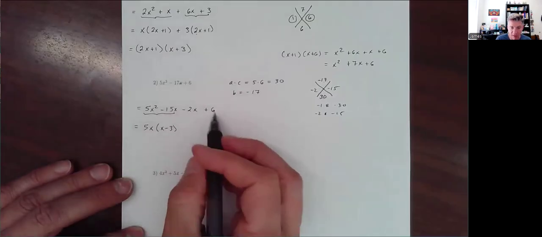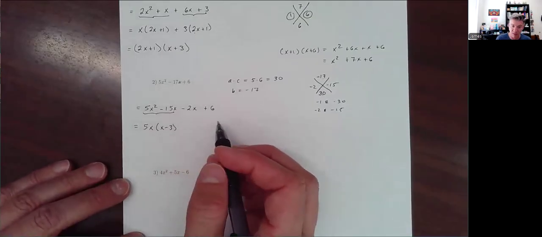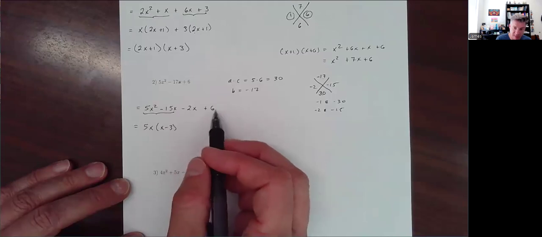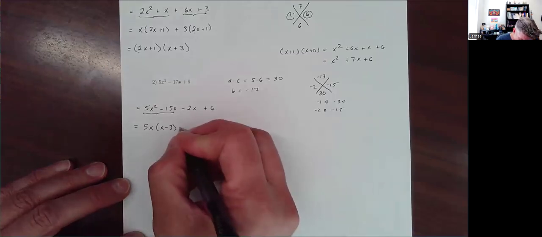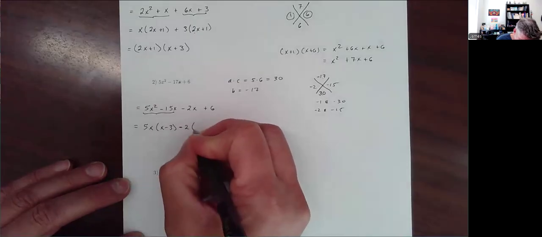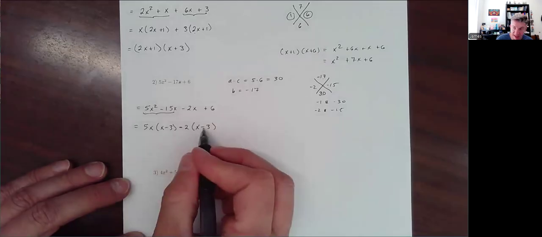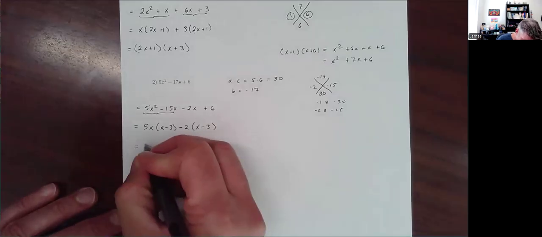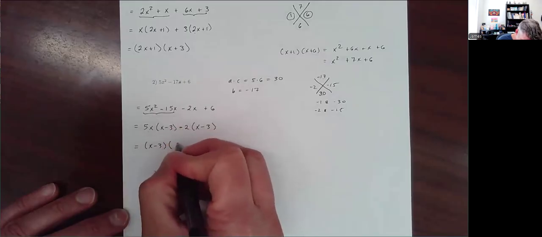Now here we have to be careful because we could factor out a 2, but that's going to leave us with a negative x plus 3. We want to make a factoring choice here that's going to leave us with the same leftovers. So we're going to factor out a negative 2, which leaves us with an x minus 3. Then each of these two pieces has an x minus 3 to factor out. So we get x minus 3 times 5x minus 2.